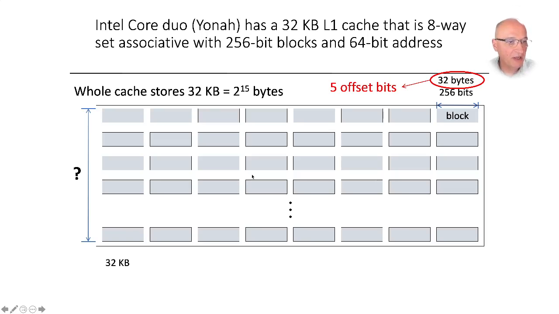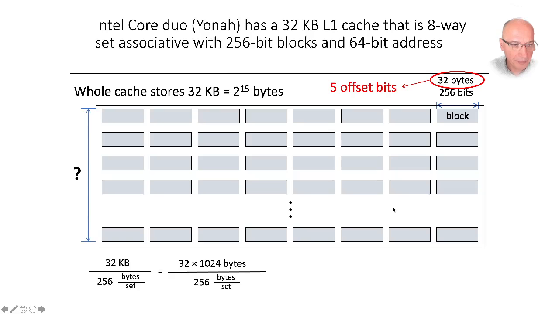Well, I have the total capacity of the cache, the 32 kilobytes, and I have established that there are 256 bytes per set, because I have 8 blocks and each block is 32 bytes. So that's why I have the 256. It's not the 256 bits in the block. The block has 32 bytes. It's 8 times 32 is 256. So 32 kilobytes is 32 times 1024, and divide by 256, so 1024 divided by 256 is 4, and then I can multiply 4 by 32, and that tells me that there are 128 sets in the cache.